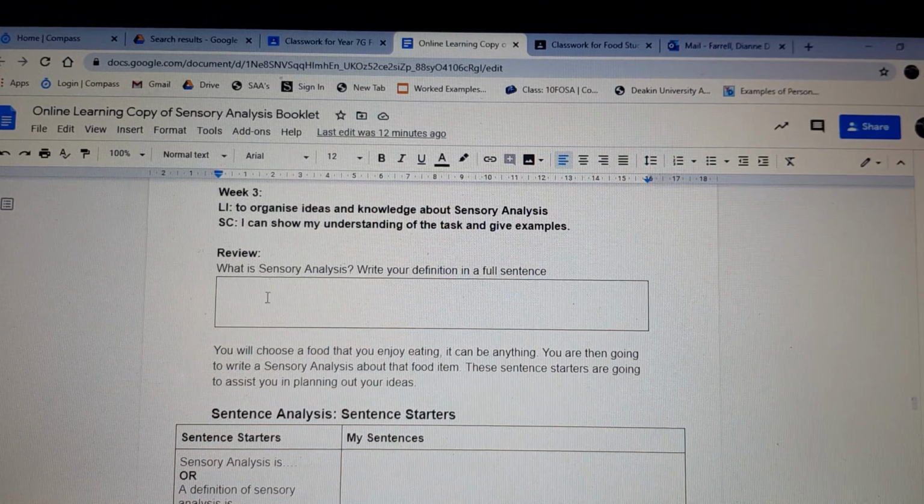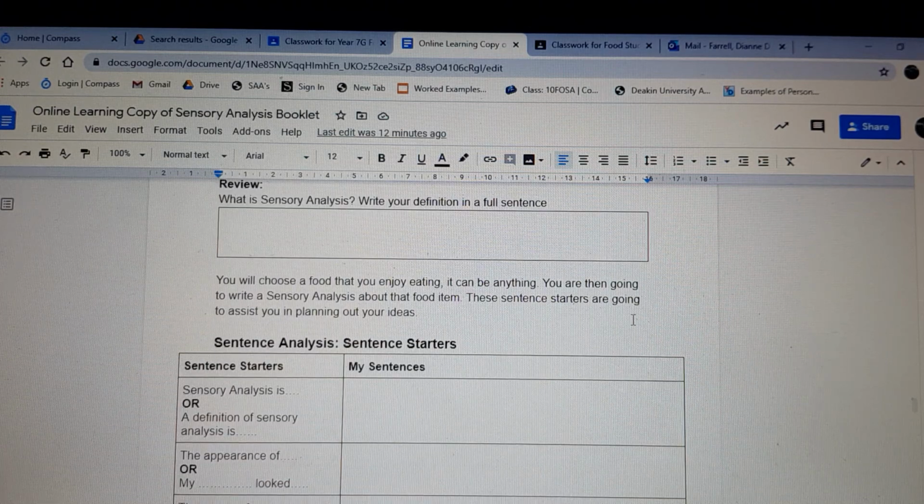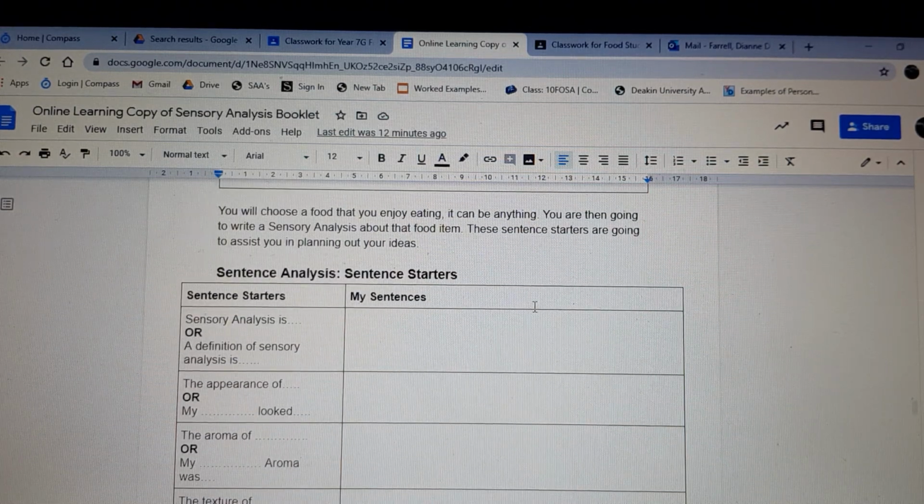So the first thing that I want you to do is review what we learned in the last 2 weeks. What is sensory analysis? And I think by now you should be able to write a full definition in a full sentence, okay? Once you've done that, you're going to then have a look at the next task. And now this is something a little bit new.